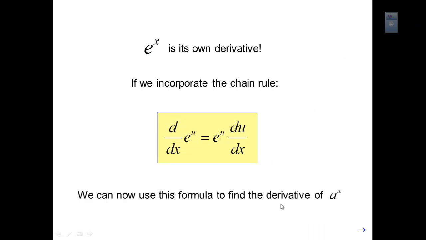Now we can use this formula to also find the derivative of a to the x. Now, a to the x is anything other than e. So 2 to the x, 3 to the x, 7 to the x, all those things. You can't use this rule right here for those. You can only use this for e. Remember, e is a constant value of 2.71828 that continues on forever and ever. This is specific only to e.